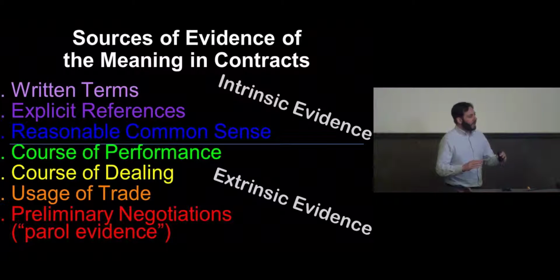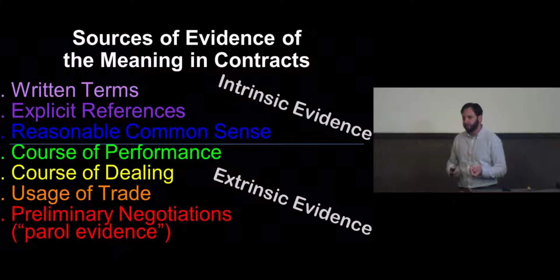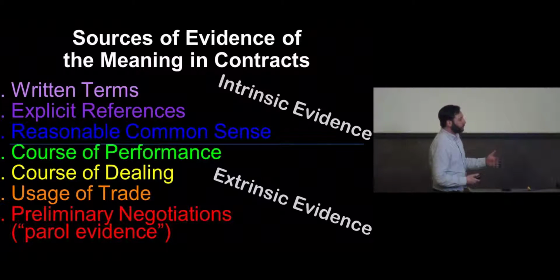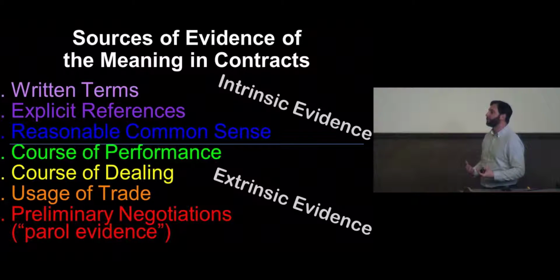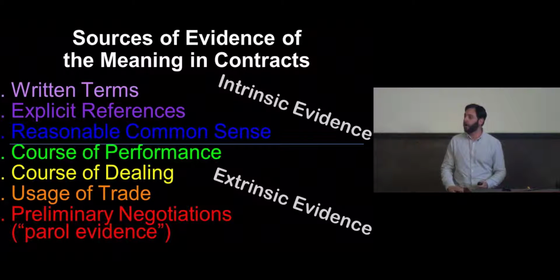So again, we have 7 different sources of meaning, and I'd like you to use these specific terms when discussing the evidence that you're talking about in your essays, just so we have a common language. Written terms, explicit references to outside sources, the reasonable common sense a judge or person might apply in reading a contract, course of performance, course of dealing, uses of trade, and preliminary negotiations are 7 sources of evidence, and really most of where you would get evidence of what a contract means.